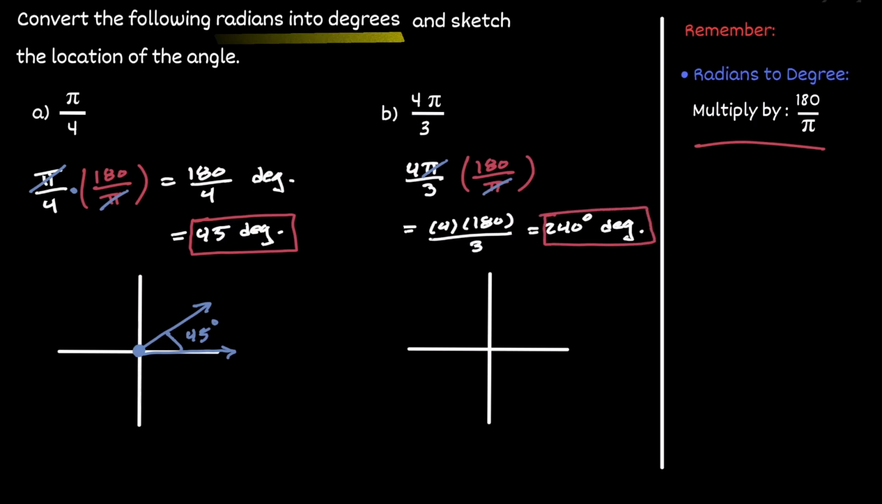Let's visualize that angle. If we start on the x-axis and travel half a circle, that's 180 degrees. So to go to 240, let's just go a little bit beyond that.